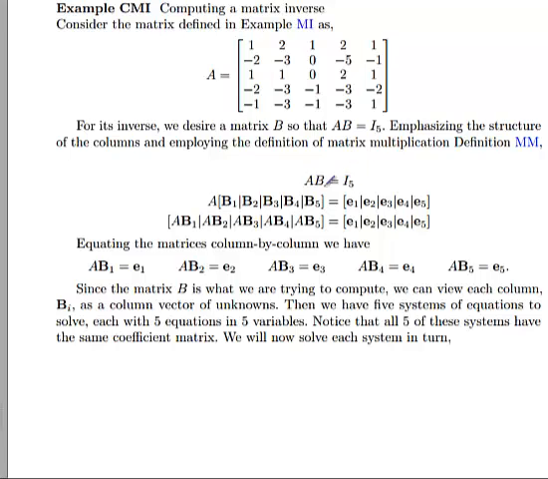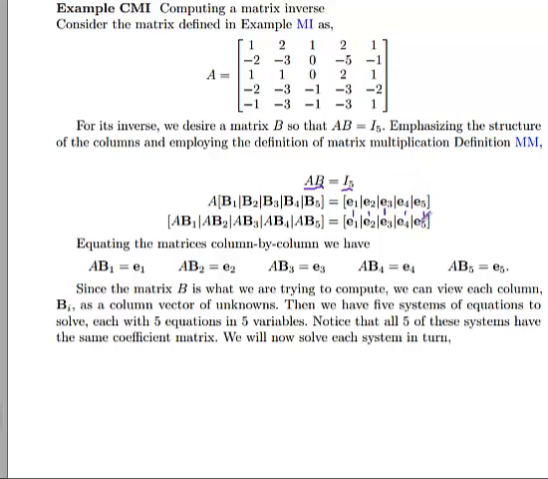We can break that up in this way: we take A times B. Now B can be thought of as consisting of the column vectors of the matrix B. So I'm writing B as its first column, second column, third column, fourth column, fifth column. Now the result of AB is the identity matrix. I'm going to break I out into its columns. E1 is the first column, E2 is the second column of the identity, E3 is the third column, E4 is the fourth, E5 is the fifth column.